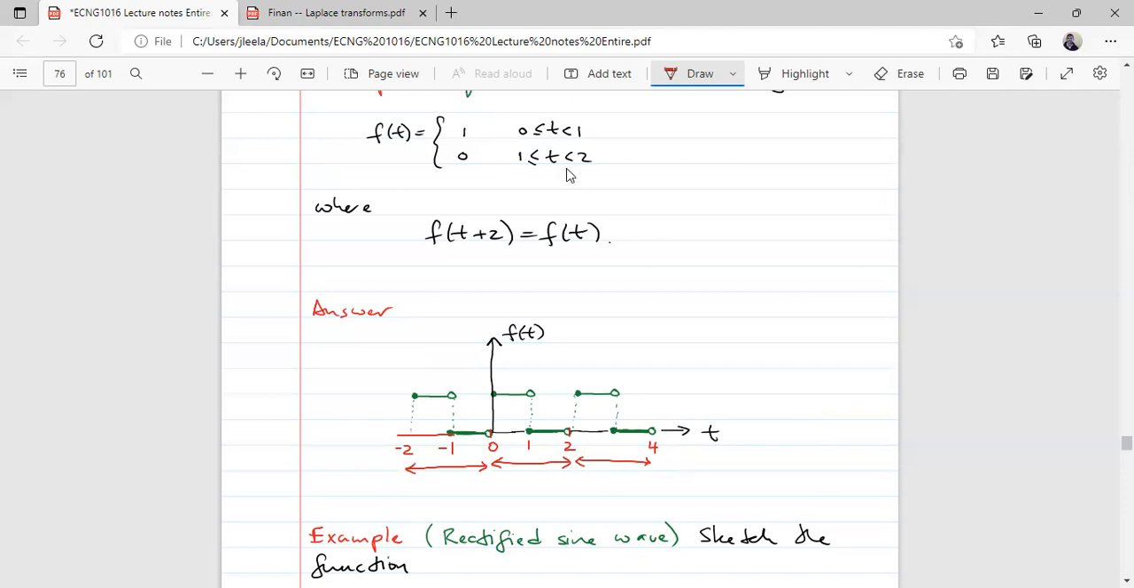So you have an understanding of periodic functions and how to graph them. Any questions on that?